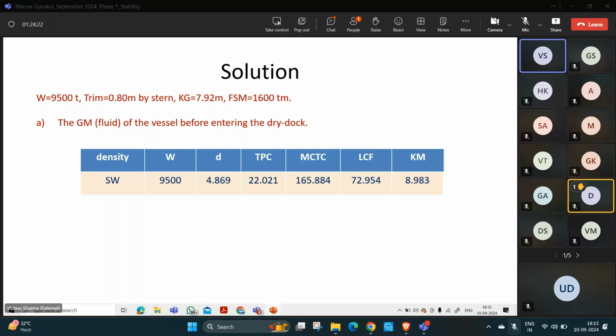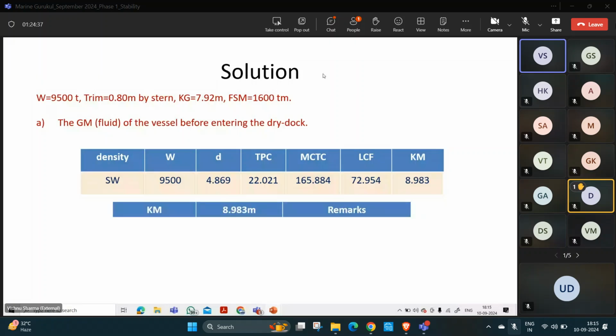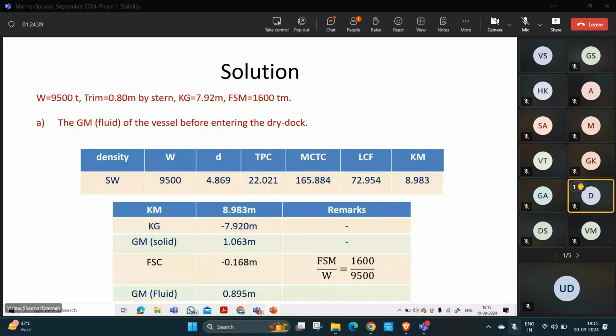So the KM is 8.983, guys, for the given displacement. We have the particulars, TPC, MCTC, LCF, everything. Why TPC? This is for the third part. We have taken it down here. And now we can find out the GM of the vessel. It's 0.895, correct, beta? Am I right? GM is 0.895, correct? Yes, sir. Okay. Now we go to the second part.